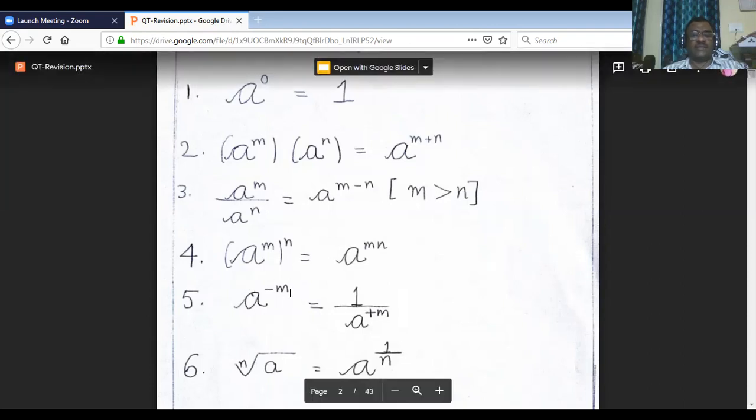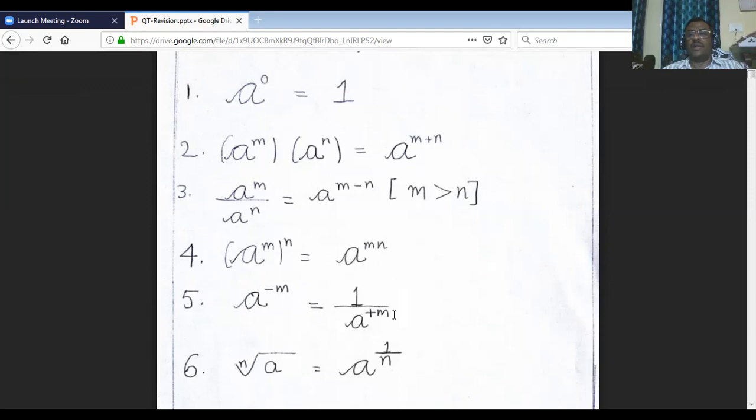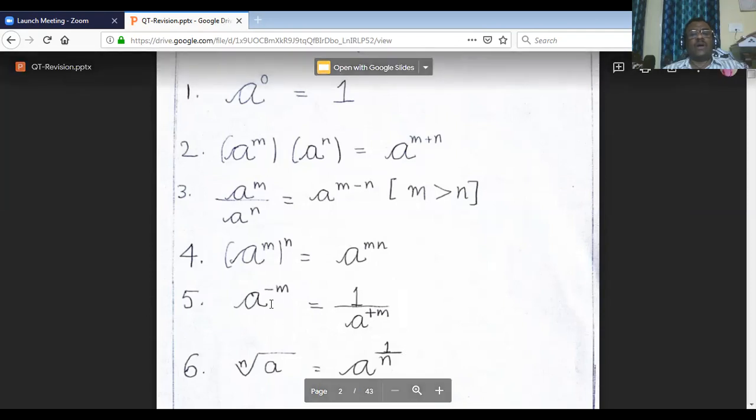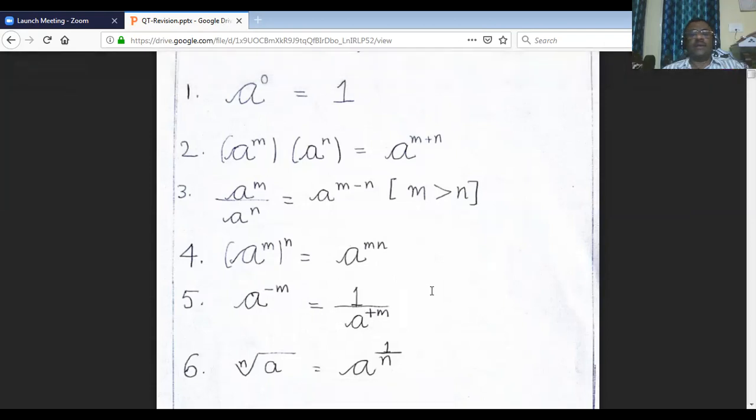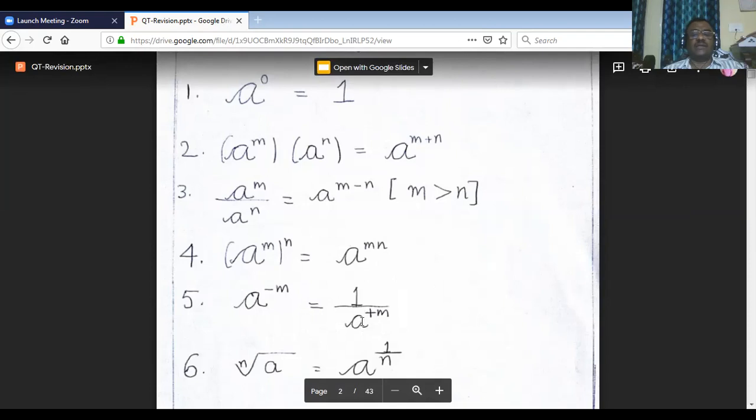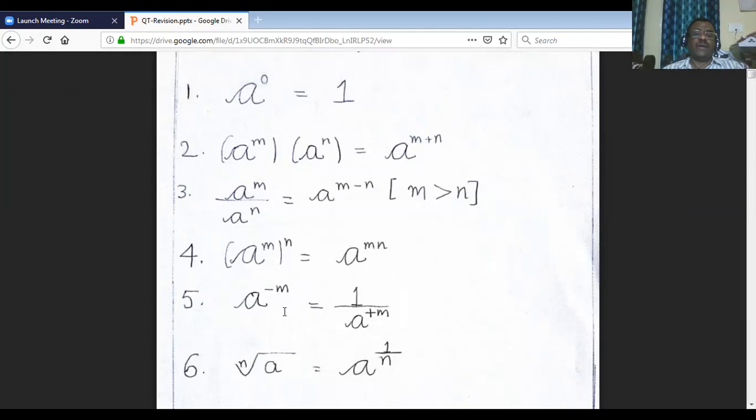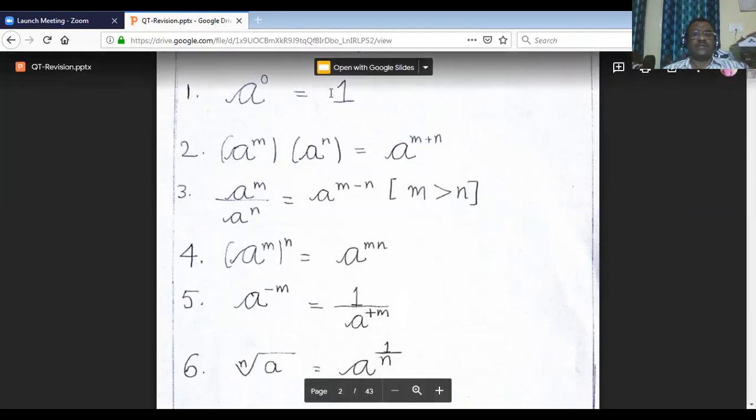Next is number 5: a to the power of minus m is equal to 1 by a to the power of plus m. In the case of a to the power of plus m, this is going to be 1 divided by a to the power of minus m. Altogether, we can say that a to the power of m multiplied by a to the power of minus m is equal to a to the power of 0, and that is equal to 1. All these things are interrelated.